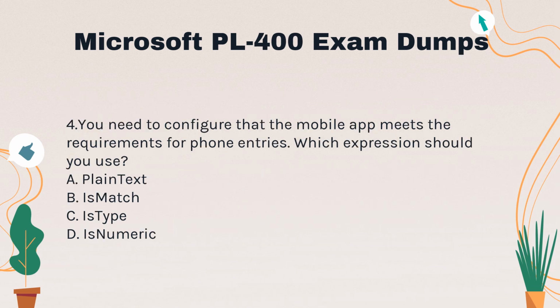4. You need to configure that the mobile app meets the requirements for phone entries. Which expression should you use? A. Plain text. B. Is match. C. Is type. D. Is numeric.